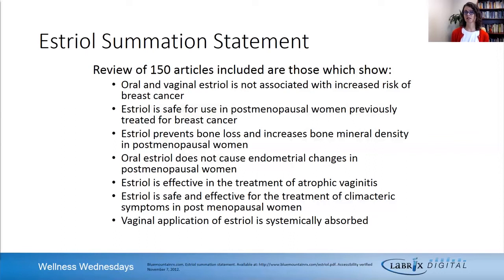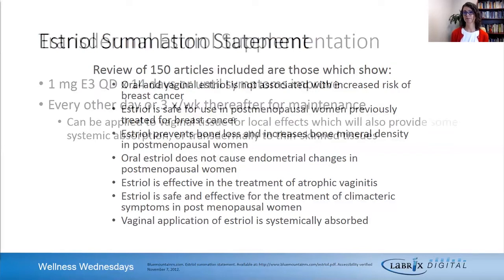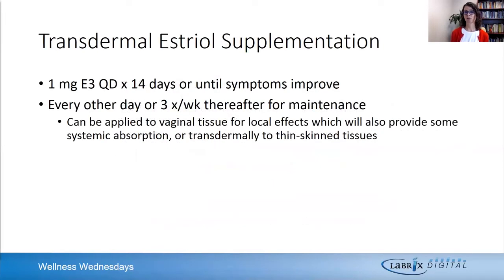It prevents bone loss and increases bone mineral density, even in postmenopausal women. It does not cause endometrial changes in postmenopausal women, even when taken orally. Estriol is effective in the treatment of atrophic vaginitis, especially when used topically. It's safe and effective for the treatment of climacteric symptoms in postmenopausal women. So by climacteric, we're thinking hot flashes and night sweats. And vaginal application of E3 is systemically absorbed. One can use it also transdermally on thin skin tissues.